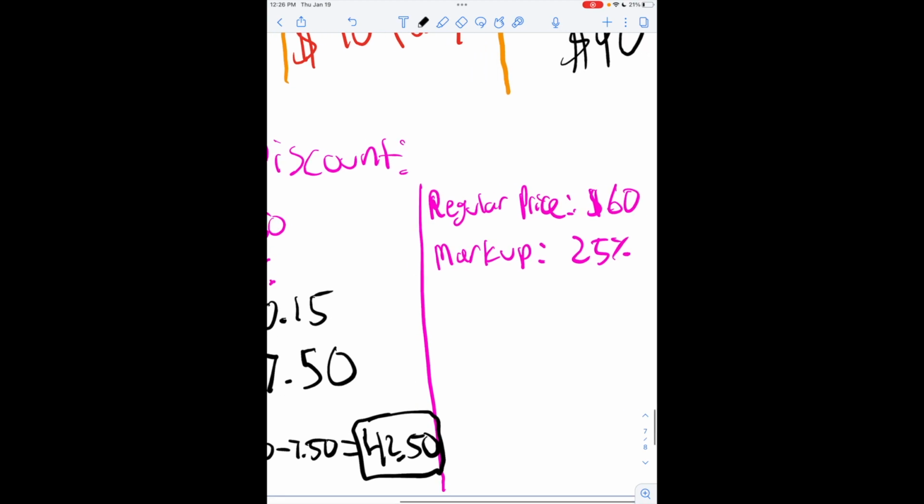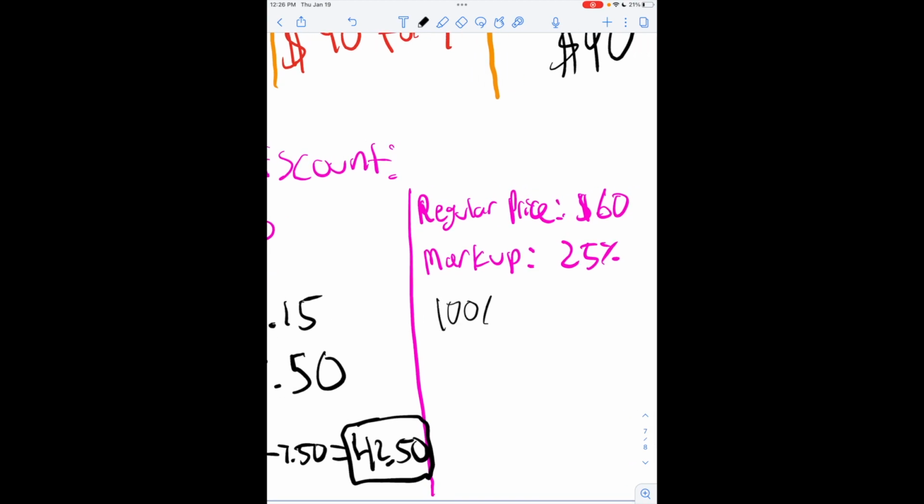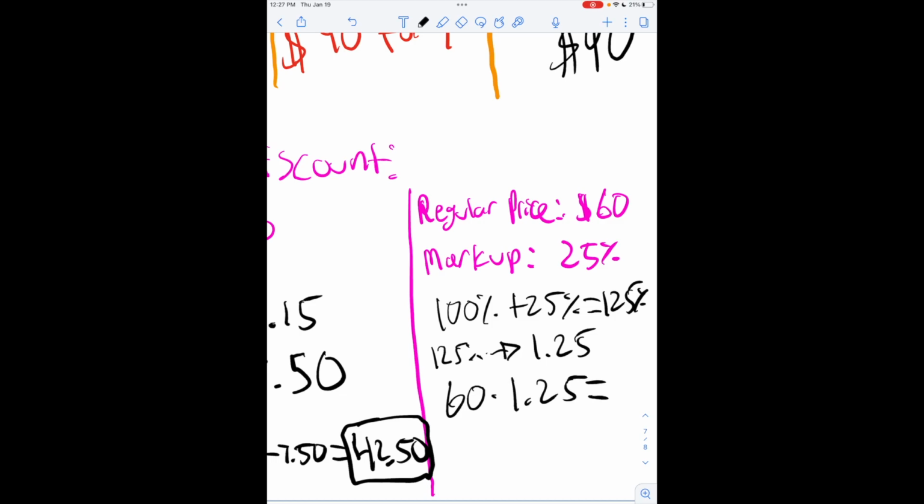And so let's solve this one a slightly different way. Again, we always start with 100%. I'm going to mark it up 25%, which gives me 125%. Now I turn 125% into a decimal, and I get 1.25. And now I'm going to take 60 multiplied by 1.25 and get $75. So this one had a markup of $15, which gave me a total selling price of $75.